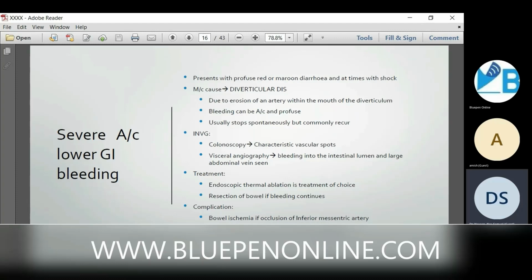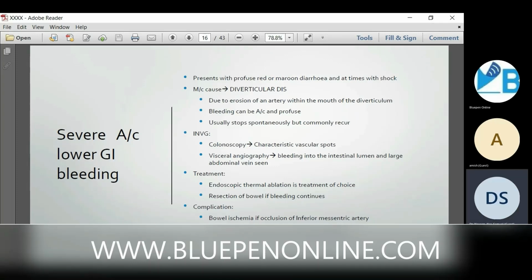There's diverticulosis. You know what diverticulosis is, right? On the GI tract, there will be small pockets of extension, called diverticula. The bleeding in diverticular disease is due to erosion of an artery within the mouth of the diverticulum. The bleeding can be acute and profuse, and it usually stops spontaneously, but it can also recur again and again, causing more and more bleeding.